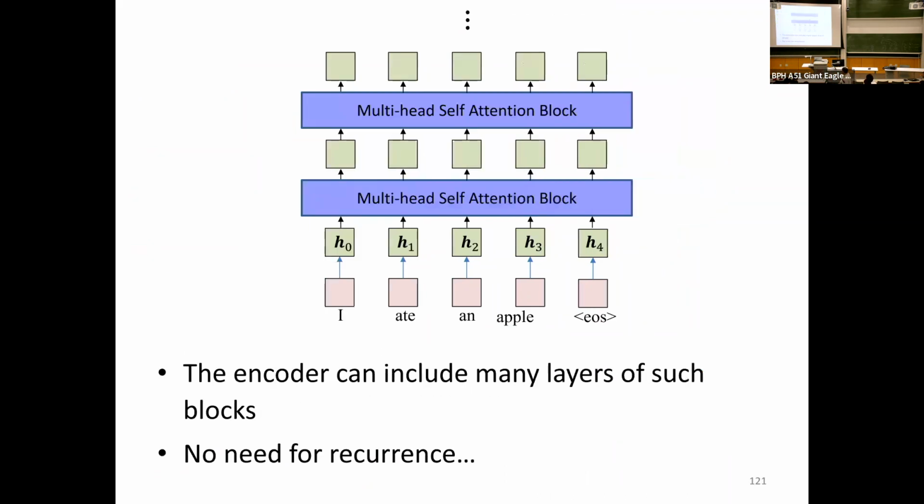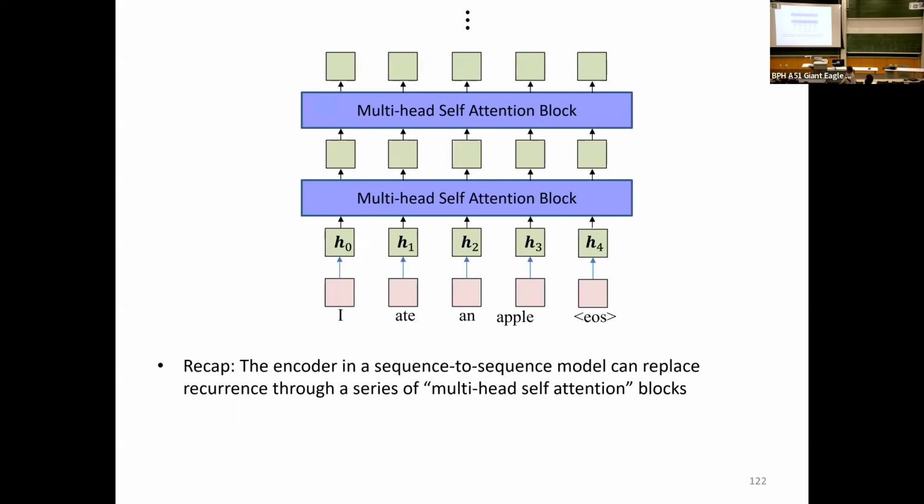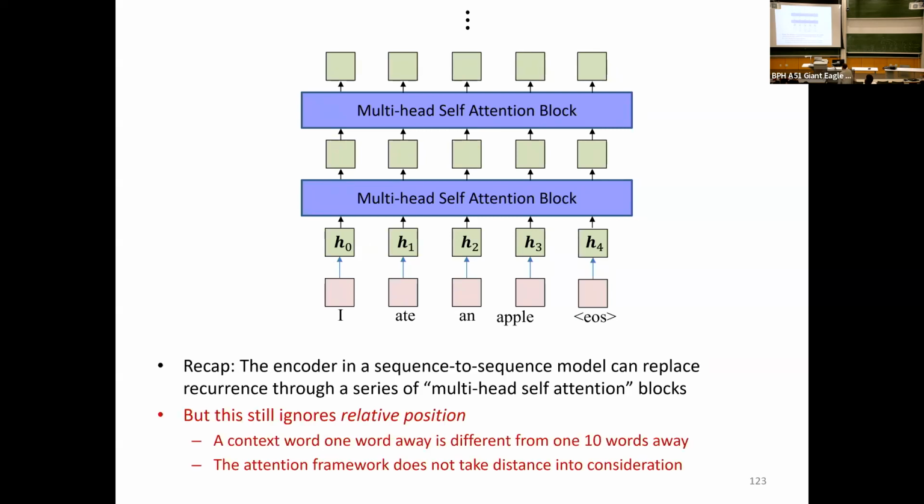And you can have many such of these, one on top of the other, to compute your final output, right? So this still ignores relative position. The fact that H2 is ahead of H0 is not being considered. They're just sort of comparing themselves to one another, but positional information is lost.